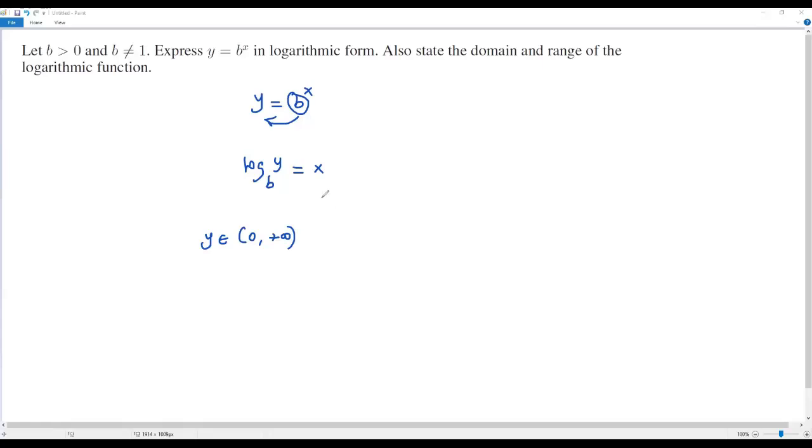Okay, now let's get the domain. Already we have said that domain is all the values of x for which the given function is defined. Here x equals a logarithm. The value of a logarithm can be 0 or negative or positive. It can be any real number. Since x equals a logarithm, the values of x are any real value. So that is x belongs to negative infinity, positive infinity. So this is the domain.